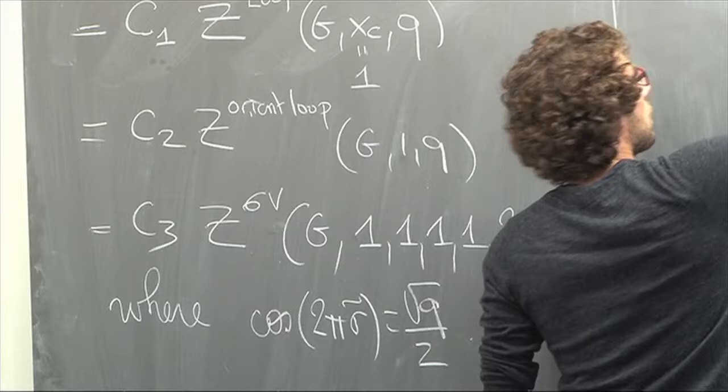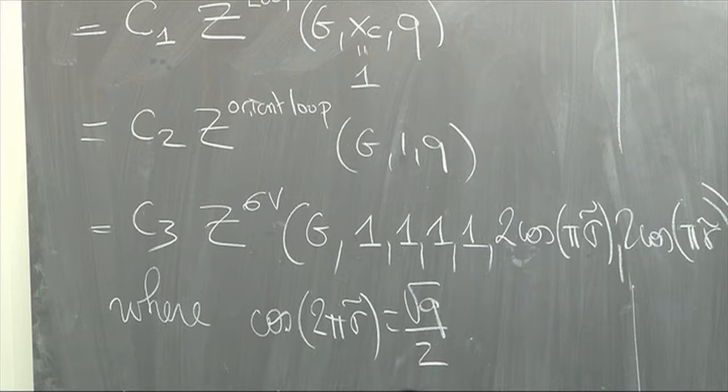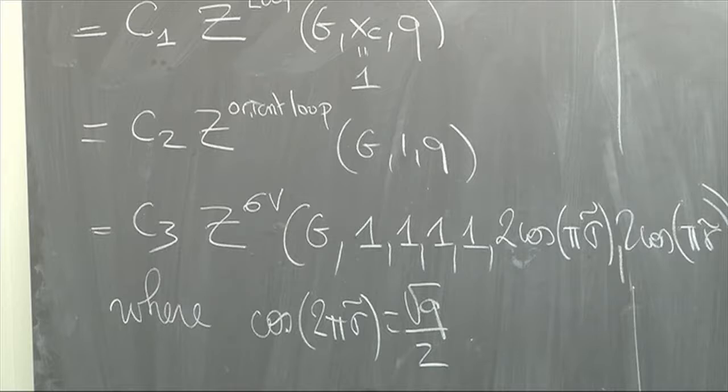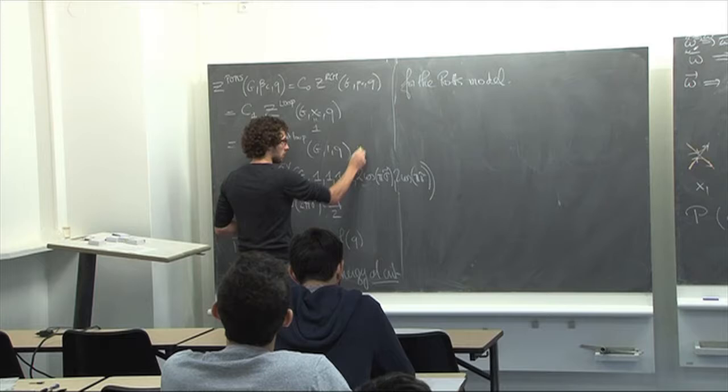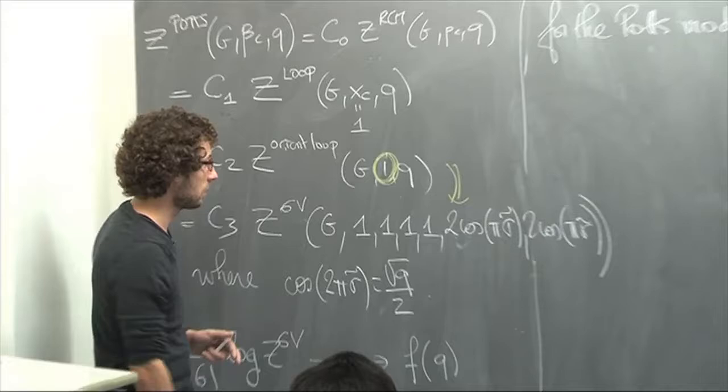So there is somehow this miracle that the free energy for the Potts model can be computed. It's possible to compute it. The problem is that you can compute it only at beta critical, because here, in fact, the mapping, I mean this step here, works only if xc is 1. So only at criticality.